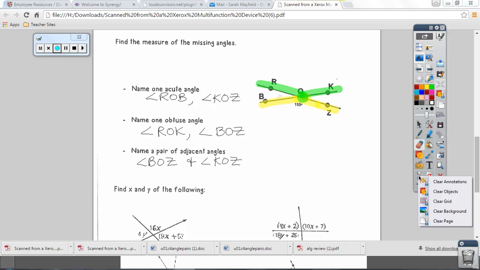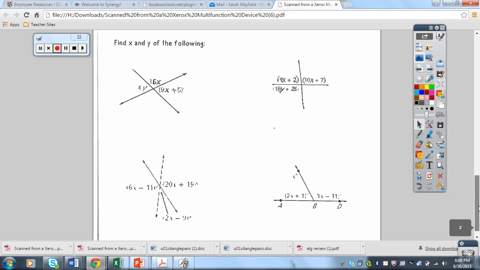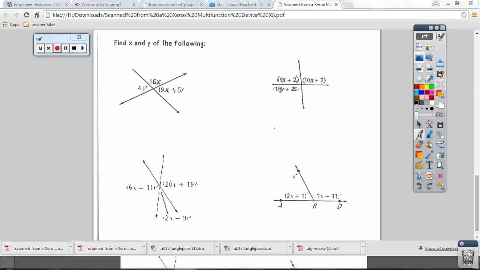So now let's get to the more tricky part. When I have to find x and y in a problem, I have to first be very careful with where I start, all right? And I have to look at the angle relationships to be able to set up an equation, because that's my end goal here, to get that equation to be able to find x and y. So if I'm using my vocabulary words, I want you mainly to focus on linear pair and vertical.